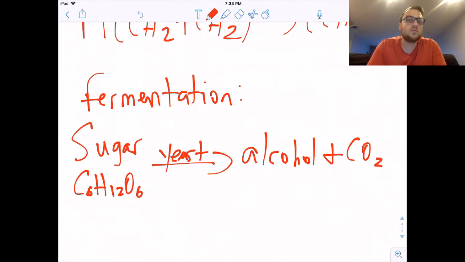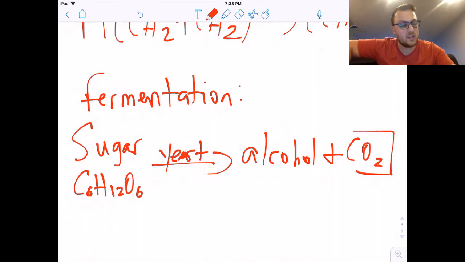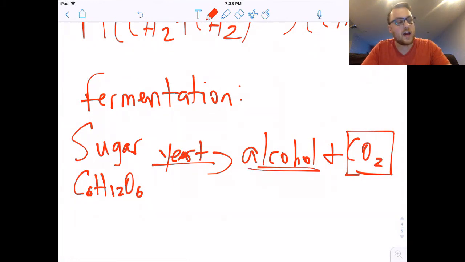You get some lukewarm water, put yeast in it with some sugar, and you let it ferment over time. And when you start making the dough, it will start to rise. That rising is because of the CO2 being formed. And before you actually mix the dough, you can smell the alcohol, because this reaction is also used to make certain types of alcoholic beverages. So, that's fermentation. Sugar makes alcohol and carbon dioxide.